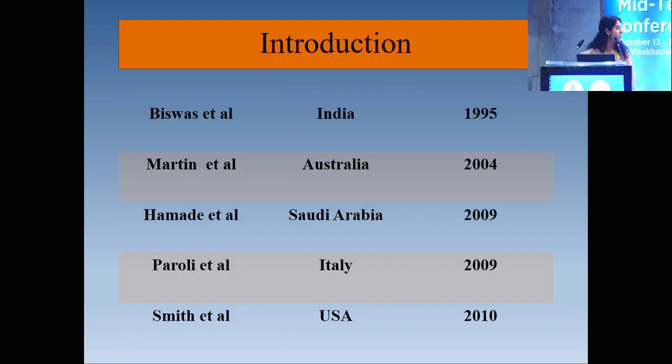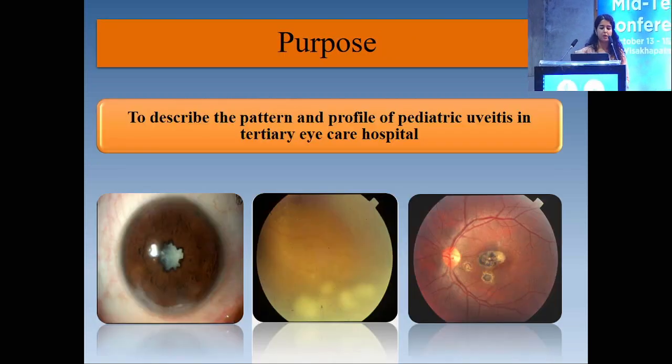These are the various landmark studies done to study the pattern and profile of pediatric uveitis. It includes Biswas et al. study done in India, Martin et al. study done in Australia, Hamade et al. study done in Saudi Arabia, Perroli et al. in Italy, and Smith et al. in USA. So again, the purpose is to describe the pattern and profile of pediatric uveitis in a tertiary eye care hospital.